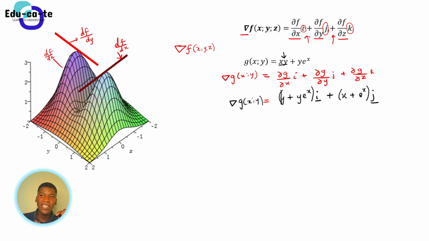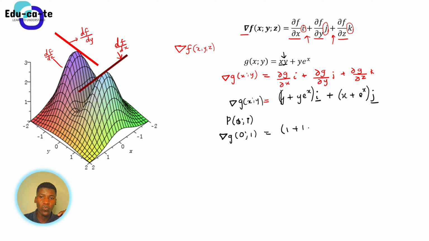So if they say, maybe, evaluate the gradient at a point P given by, okay, let's just say x is 0 and y is 1. So now we have the equation of the gradient. Now you can say that the gradient of g, when x is 0 and y is 1. So you're just going to substitute the values here. So where there is y, you're going to put 1. Where there is x, you're going to put 0.